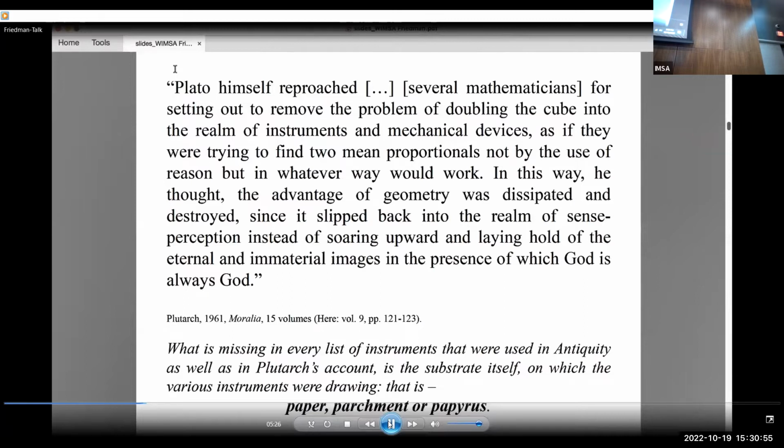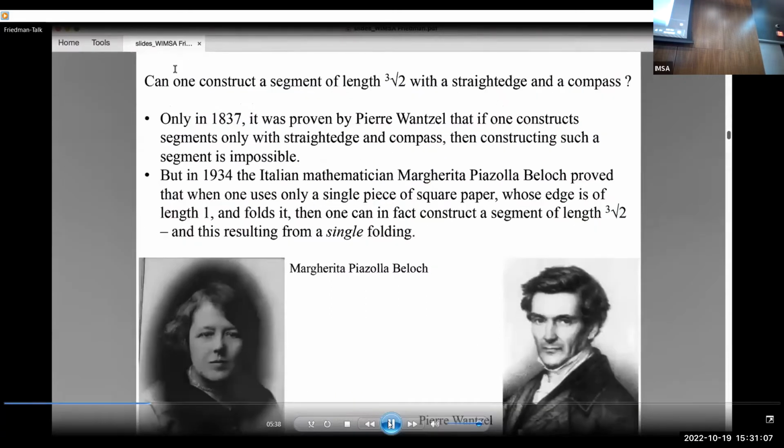As noted, the problem of the duplication of the cube is equivalent to constructing a segment of length cube root of 2, given a segment of length 1. The question, however, remained open for centuries whether it can be constructed with a straight edge and a compass. Only in 1837 it was proven by Pierre Wantzel that if one constructs segments only with straight edge and compass, then constructing such a segment whose length is the cube root of 2 is impossible.